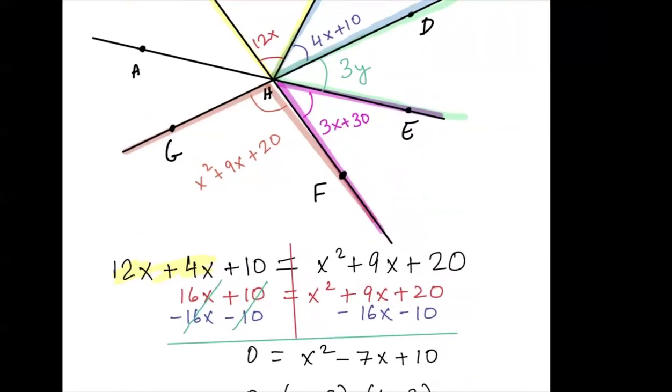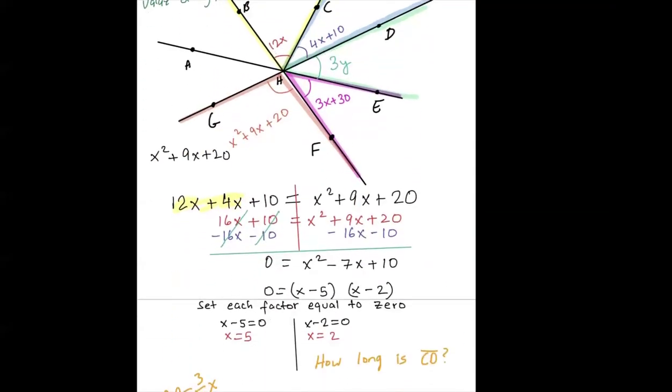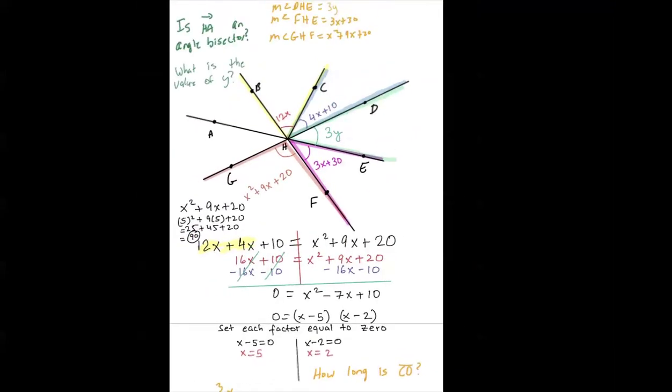Okay, because I do not have room here, let's plug in here. X squared plus 9x plus 20. If x was 5, 5 squared, 25, plus 45 plus 20, 90. It's exactly 90. Could this angle be 90 when they said it's not acute?